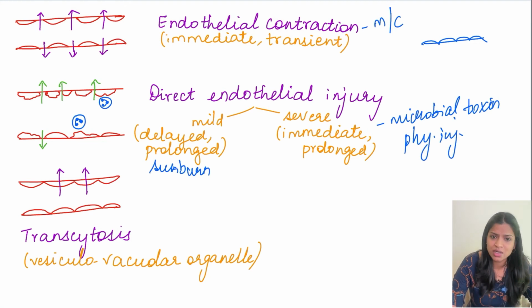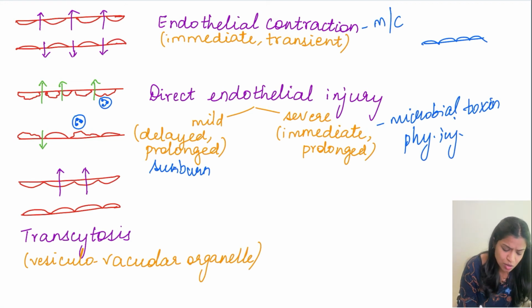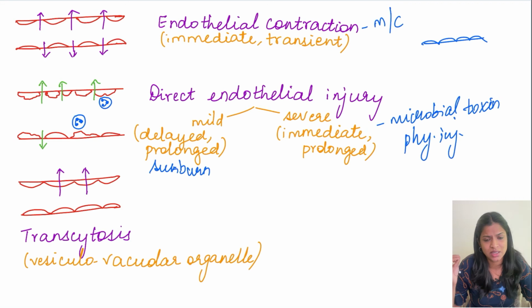Moving on to the third type of mechanism, which is transcytosis. It is just that the WBCs are going to pass through the intact endothelium. The endothelium is not injured here. It is just going to pass through it with the help of certain organelles called vesicular organelles. Okay, we have seen the mechanisms of vascular permeability and the vascular events which were happening.